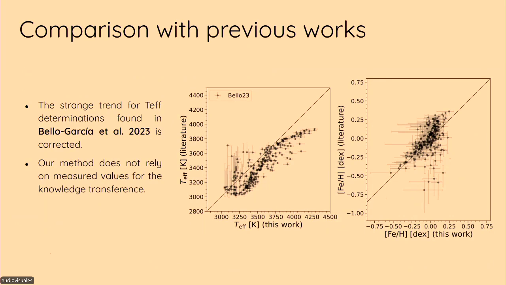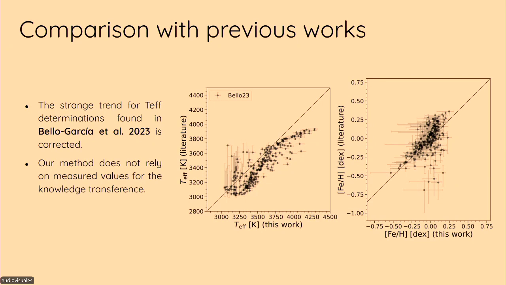And this is the comparison with the results from Bello Garcia et al. 2023. We cannot see here the surface gravity because they didn't estimate it. And we can see one thing here, and that is that as they used a very small number of reference stars for the transference of knowledge, the results of effective temperature were very tailored to this very small number of stars. So they observe a very strange trend in their predicted effective temperatures. And what we can see with our results is that we managed to correct this trend.